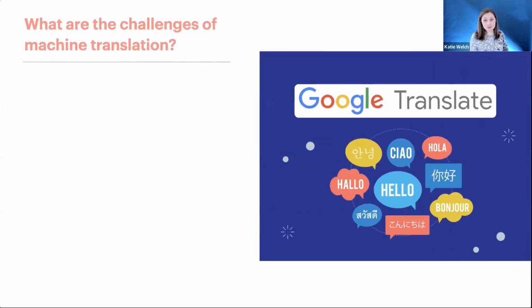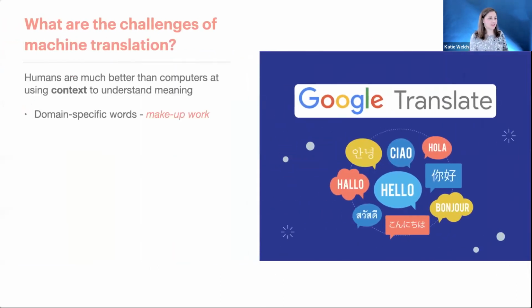So some of those challenges are just that humans understand context better. For example, especially in education, we have a lot of what we call domain-specific words, meaning that they mean something different in education than they mean in the broader linguistic community, speech community. There's a nuanced meaning for educators. So think about the term makeup work.